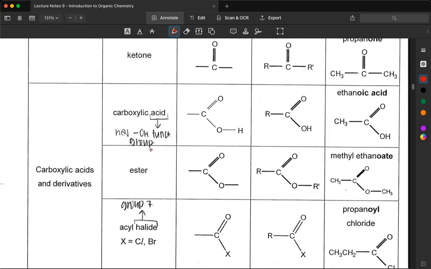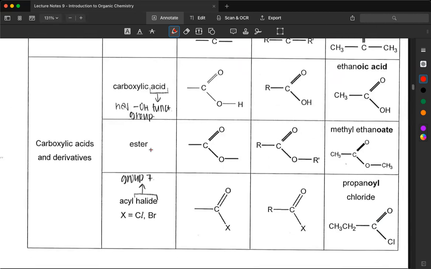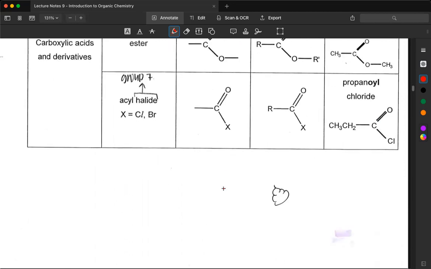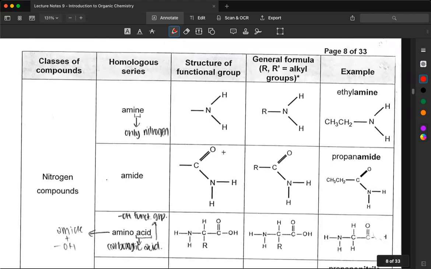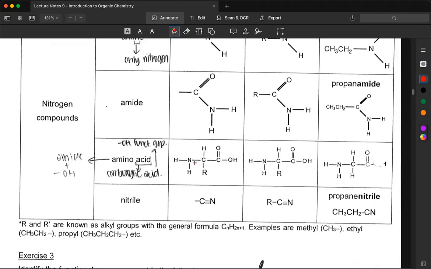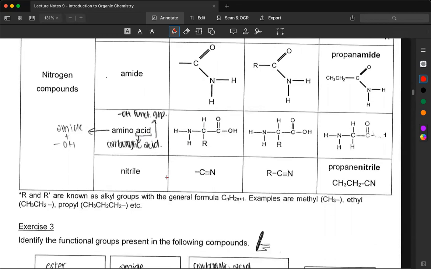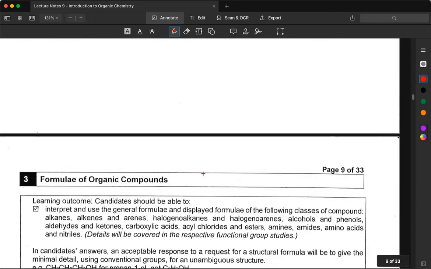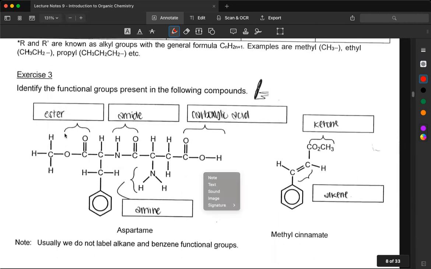As well as carboxylic acid, which you should be familiar with, ester, and acyl halide, which means this X is not OH, it is replaced by Cl or Br, a halogen. And this will be the last topic in organic chem, which we'll cover later. Nitrogen compounds, we have amine, amide, amino acids, and nitrile. Now, to identify the various functional groups, this is how we do it. Okay, I'll just show you. You can refer to the table above for reference.